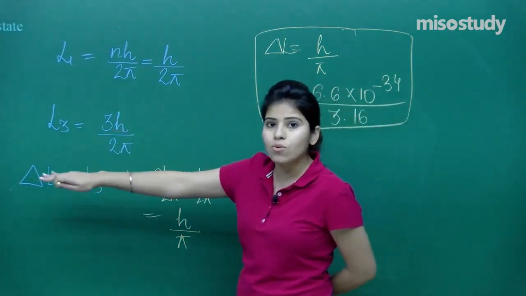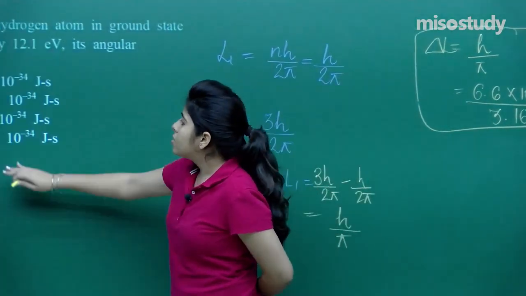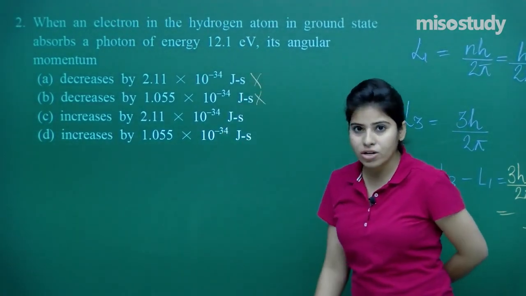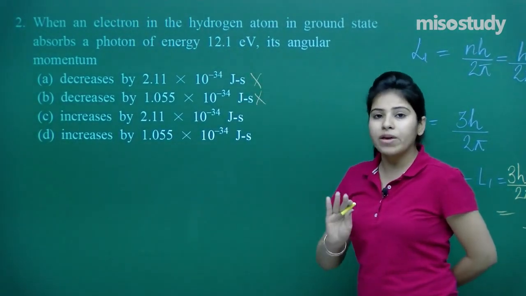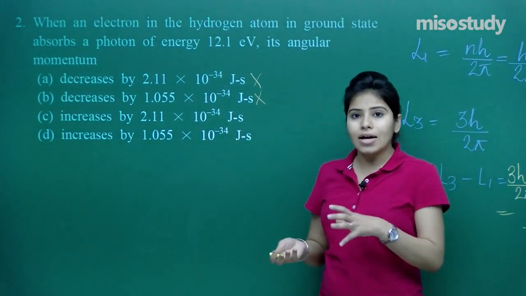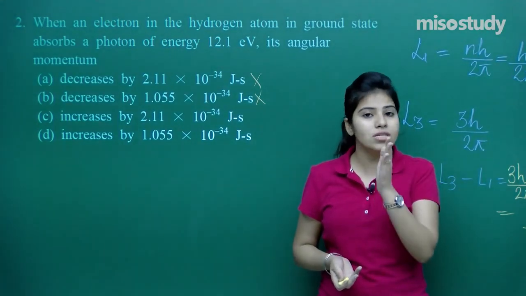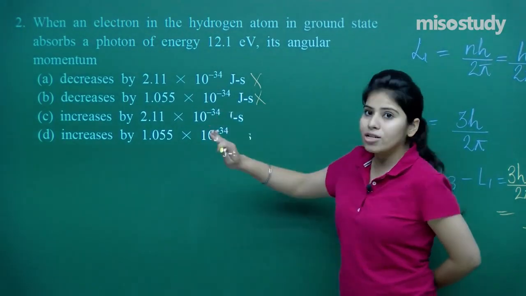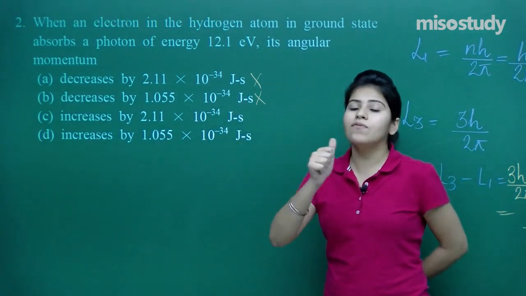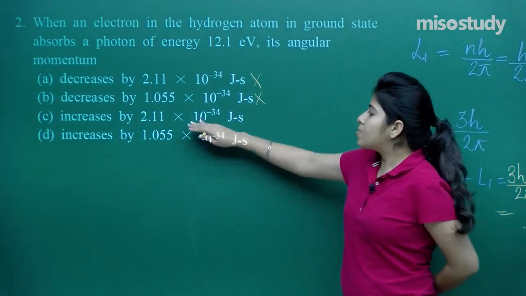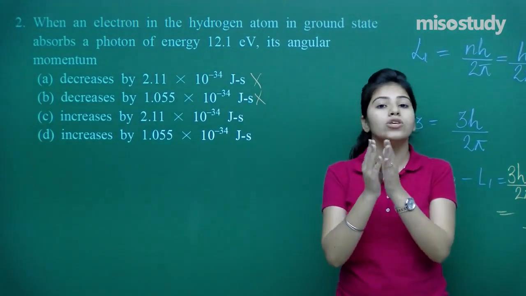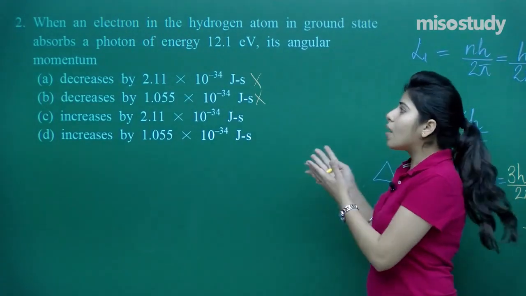So let me deduct the options that will not be here. Definitely the decreasing options are going to be cancelled out. My options would be either C or D. I don't know what the value will be, but I know that a positive value has arrived. So either C or D can be your answer, depending on your calculation. You have to find out the answer.